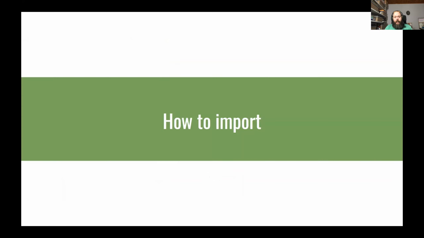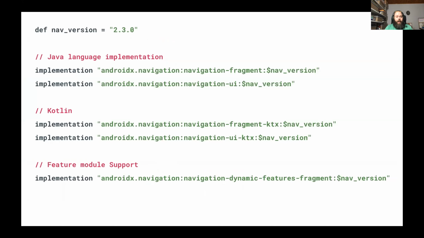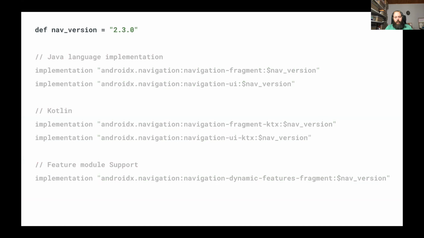So let's see how you can import the navigation library. The navigation library is a simple two lines of code in the build.gradle. The current version is 2.3.0, and you can have the import for Java or for Kotlin. Then you need to implement the feature module support to have the navigation editor and all the resources you need to handle the navigation graph. This is the import for the Java version, the Kotlin version, and the feature module support.